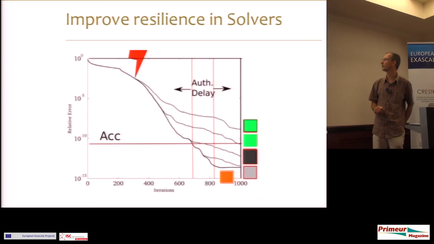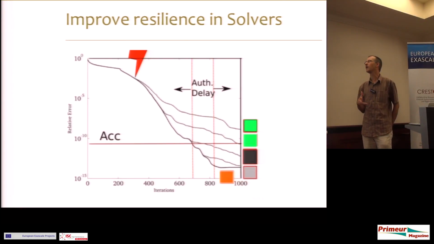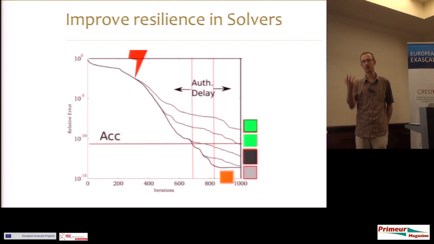And a third example which I want to give is resilience. We also work on making solvers, from an algorithmic point of view, much more resistant towards faults. We want to make them more fault tolerant. Solvers solve a system of linear equations. If you lose a node in your cluster, it means you lose part of the system which you're trying to solve. You lose part of your solution.